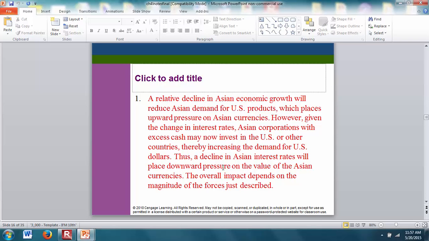Okay, and what do we have here? A relative decline in Asian economic growth will reduce Asian demand for US products, which places upward pressure on Asian currencies.